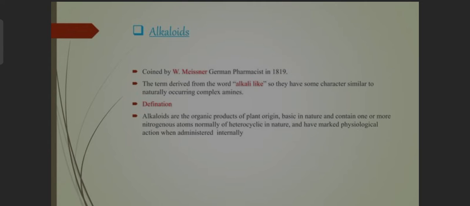Alkaloids, a term coined by W. Meissner, a German pharmacist, in 1819. The term is derived from the word alkali-like, so they have some characters similar to naturally occurring complex amines. Definition of alkaloids: alkaloids are organic products of plant origin, basic in nature, containing one or more nitrogen atoms, normally heterocyclic in nature, and have marked physiological action when administered internally.